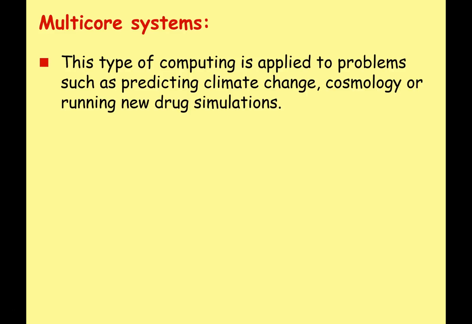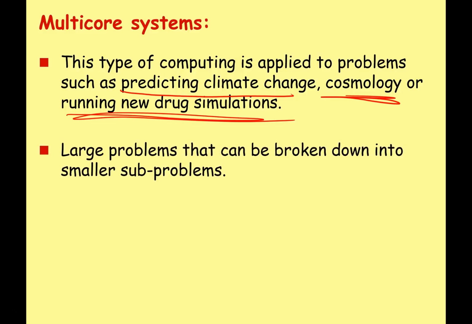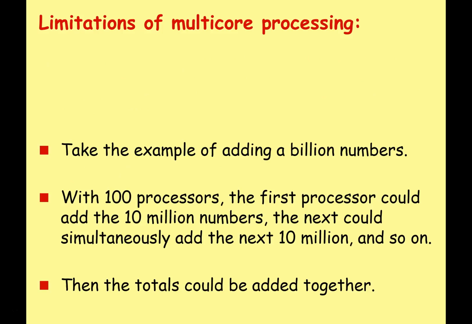This type of computing is applied to problems that are really complex, that would be really beneficial to running multiple processing at the same time. So things like predicting climate change or weather, cosmology, running simulations about new drugs, cryptography, all those kinds of things are really well suited to running on these massive multi-core systems. We're looking at situations where a large problem can be broken down into smaller subproblems, and these can then be processed in parallel.